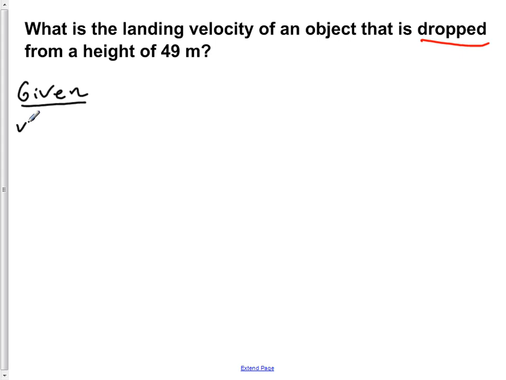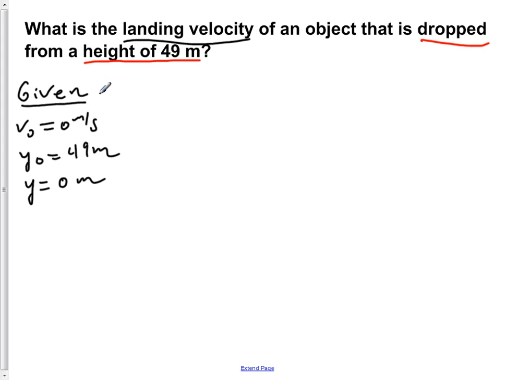So its initial velocity is 0 meters per second. We know that it's dropped from a height of 49 meters, so our initial position is 49 meters. Our final position is 0 meters because it's the landing velocity that we're talking about. So our delta y is negative 49 meters.